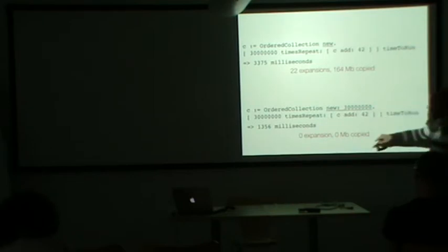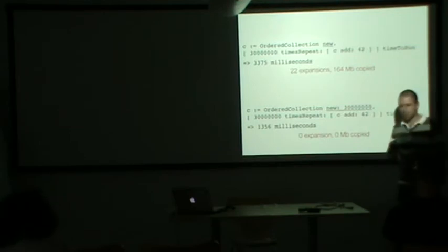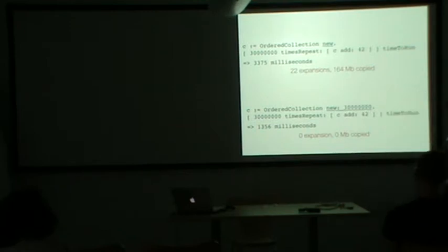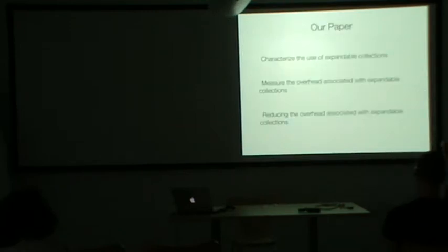And then when I do that, there is 0 expansion and 0 copied megabytes. So this is to give the context of our work. And what the paper is about, there are essentially 3 points. The first one is to characterize the use of expandable collections in Pharo. Then we measure the overhead associated with expandable collections, especially in terms of memory consumption, and then we provide some optimizations that are associated with expandable collections.